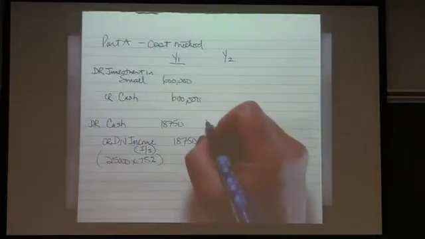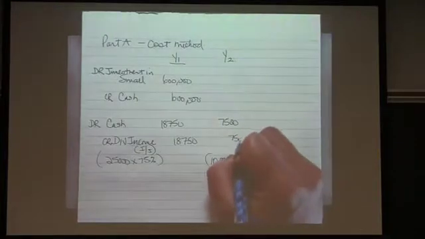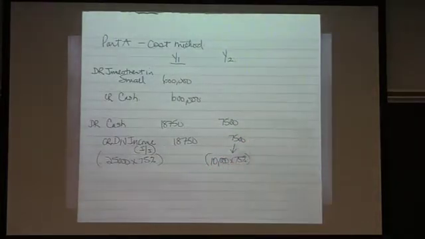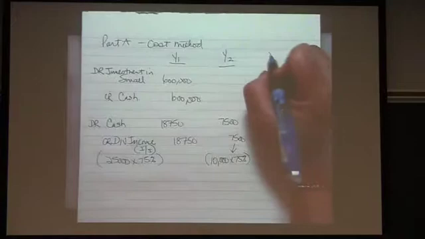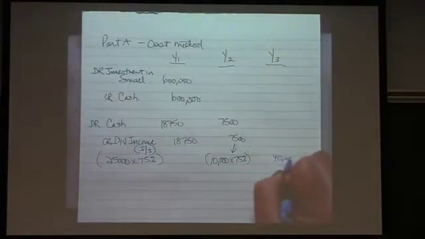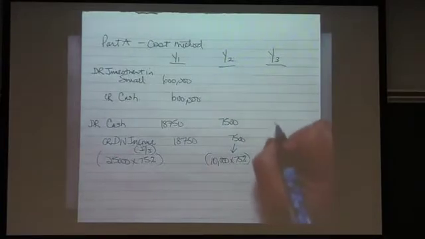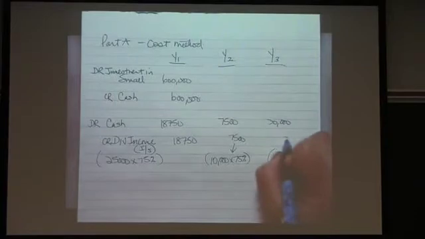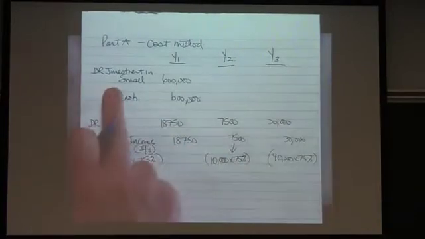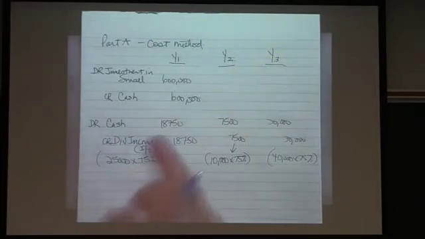And that gives us the same entry, but this time it's $7,500 instead. And for year three, it's 40,000 times 75%. So we don't adjust the investment. Under the cost method, we don't adjust the investment.